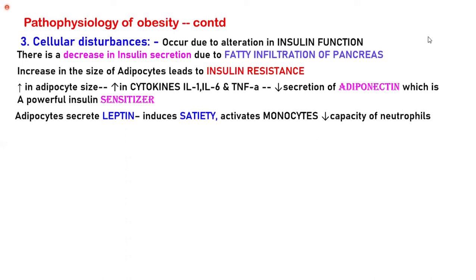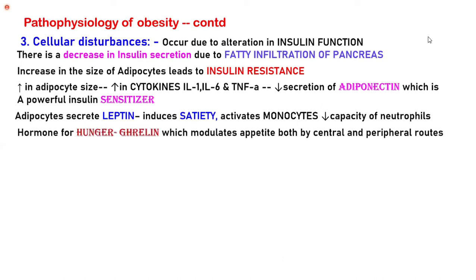And another hormone secreted is leptin, which is a hormone of satiety. So when there is a decreased leptin production, the patients don't feel happy or comfortable after eating. They want to eat more and more. They don't feel full at all. So the absence of leptin causes absence of satiety, which is the reason for their overeating.